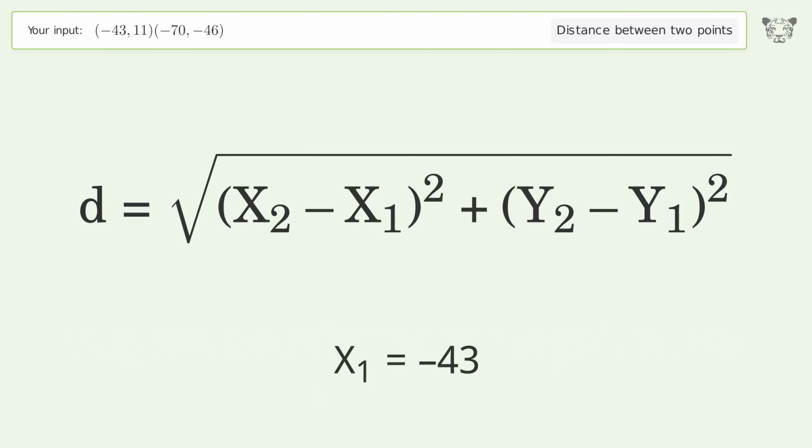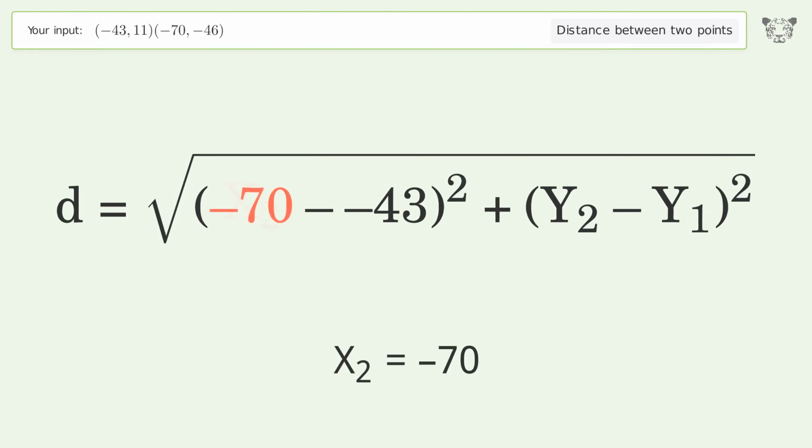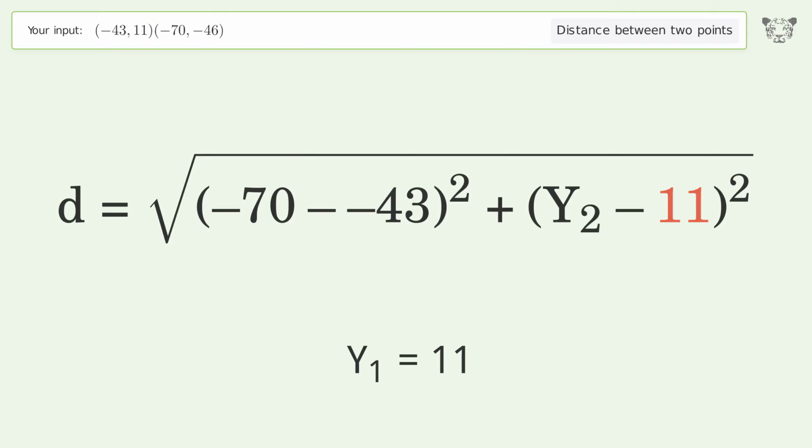x1 equals -43. x2 equals -70. y1 equals 11. y2 equals -46.